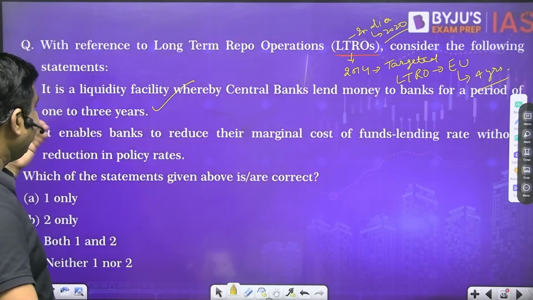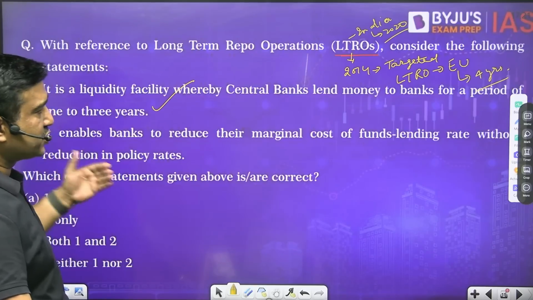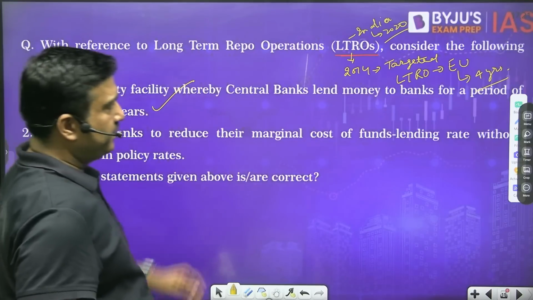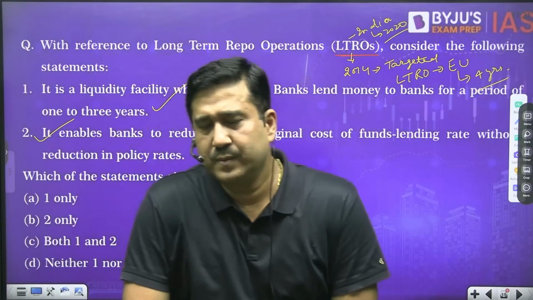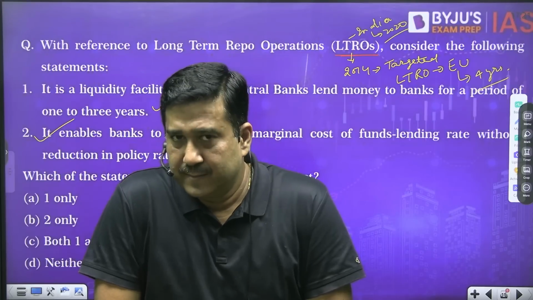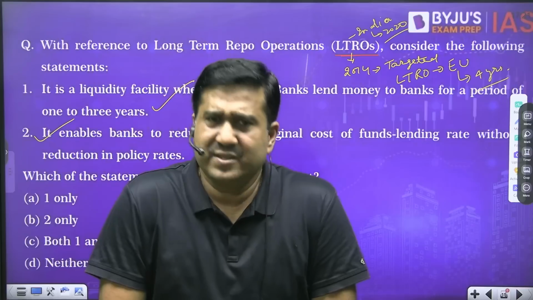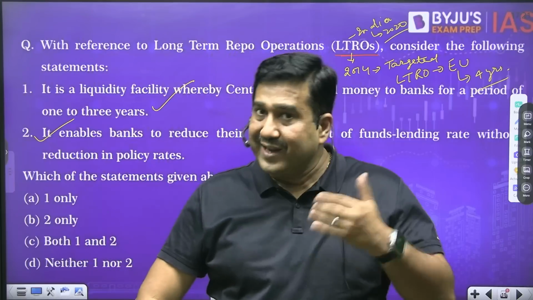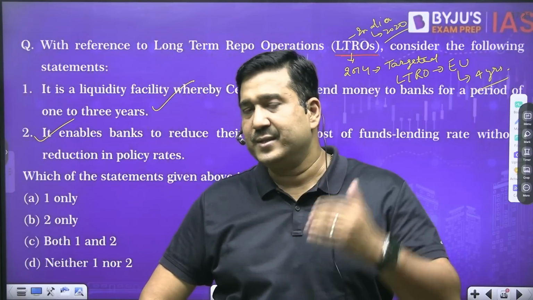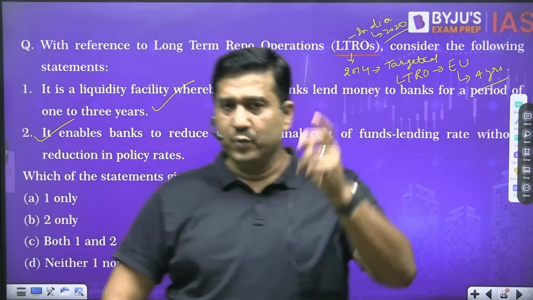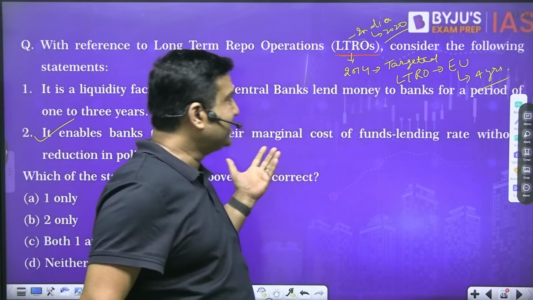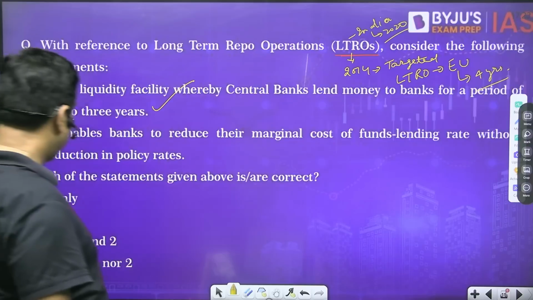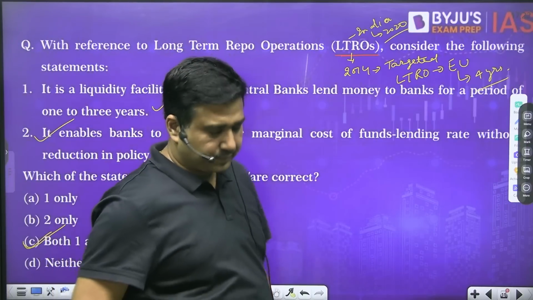Second statement, it enables banks to reduce their marginal cost of fund lending rate without reduction in policy rates. This statement is also correct. Actually, repo operations are short-term operations. Overnight, 7 days, maximum 1 month, 14 days. RBI wanted to infuse more liquidity in the system, more sustained liquidity in the system. And that is why it took a clue from TLTRO of European Union and came out with the concept of LTRO. So in this question, answer is C. First and second, both statements are correct. Now next question.